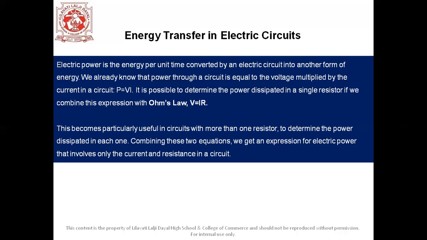It is possible to determine the power dissipated in a single resistor if we combine this expression with Ohm's law. That is, V is equal to IR. We already know that the SI unit of electric power is 1 watt, which is a very small unit. This becomes very useful in circuits with more than one resistor to determine the power dissipated in each one. So combining these two equations, we can get an expression of electric power that involves only the current and resistance in a circuit. So let's move on to the next slide.